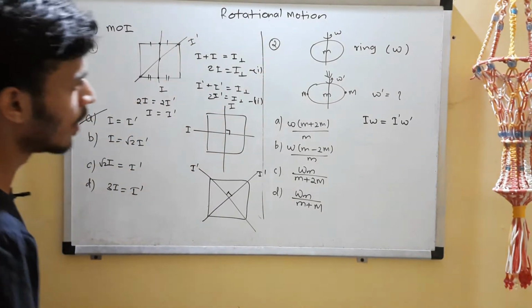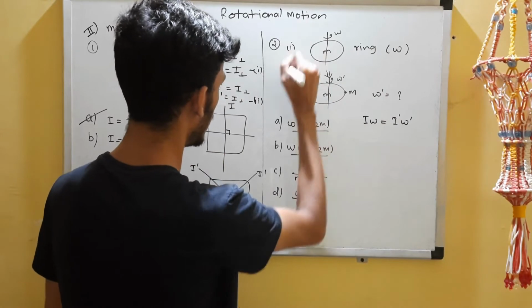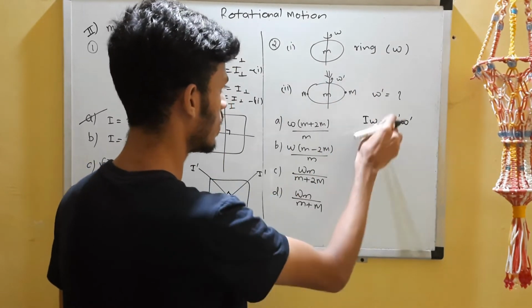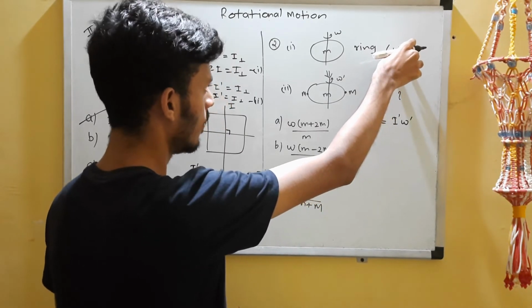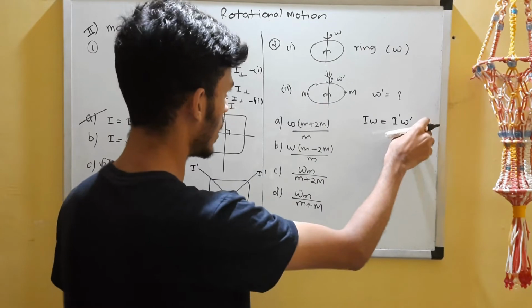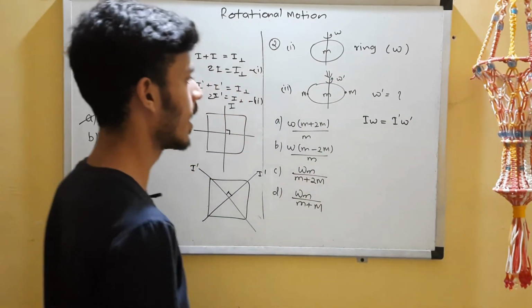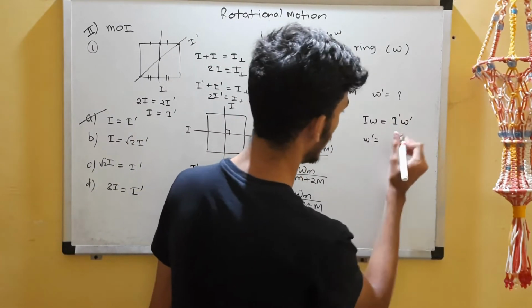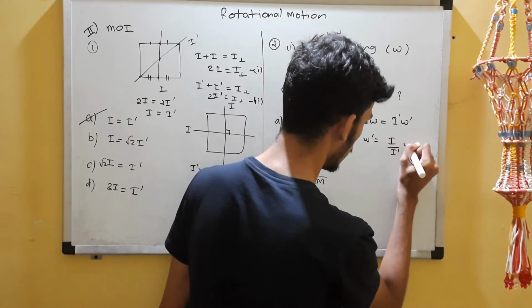If you see, I is the moment of inertia of the initial system, and this is the second system. So I is the moment of inertia of this, omega is the angular velocity of this, omega dash is the angular velocity of this, and I dash is the moment of inertia of this system. Now from here we want omega dash, so it will be given as I upon I dash into omega.